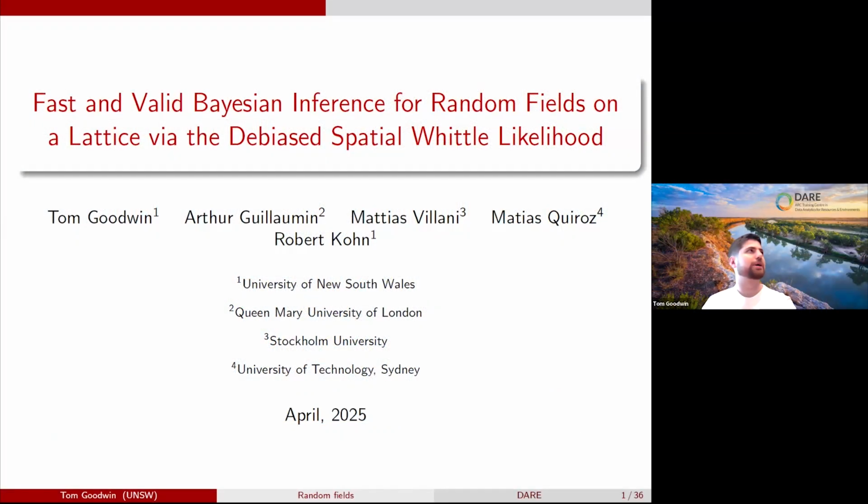So today I'll be talking about how to perform Bayesian inference for random fields, let's say in a fast and quote-unquote valid way, via the Debiased Spatial Whittle likelihood. This was work that I did primarily during my PhD, with several co-authors: Arthur, Matthias Villani, Matthias Quiros, and Robert Comp.